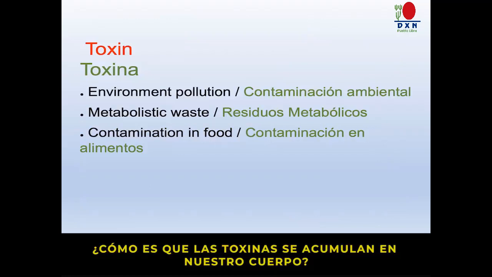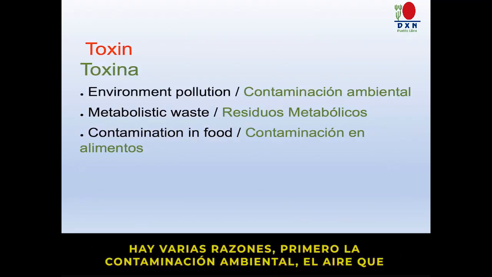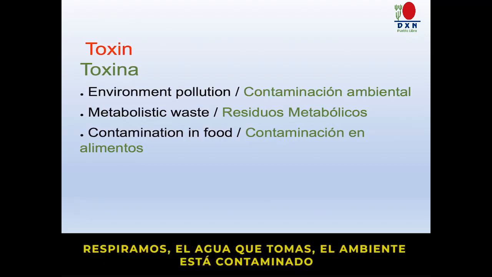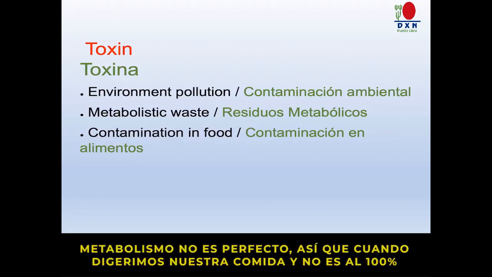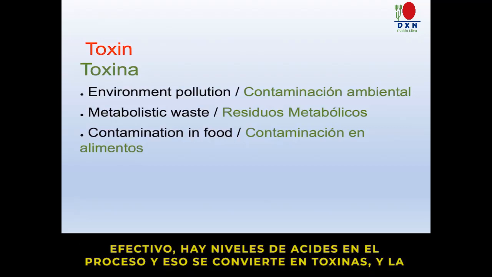How can the toxin accumulate inside the body? There are a few reasons. First, the environmental pollution: the air you breathe in, the water you take in, the environment is quite polluted nowadays. Secondly, is the metabolic waste. When our body turns old, our metabolism is not perfect. So when you digest the food, the digestion is not 100% effective, and there is some acid left in the process that also becomes toxin.